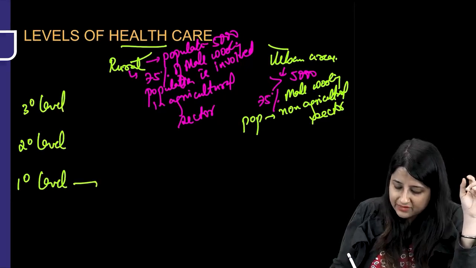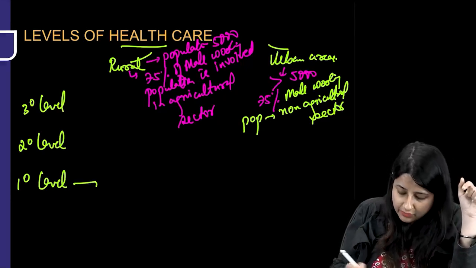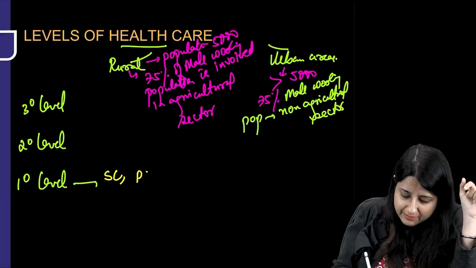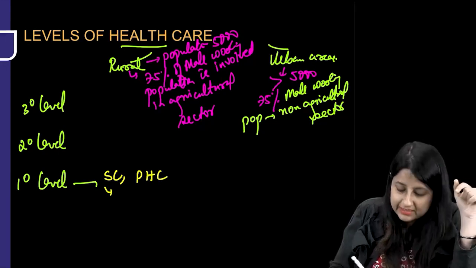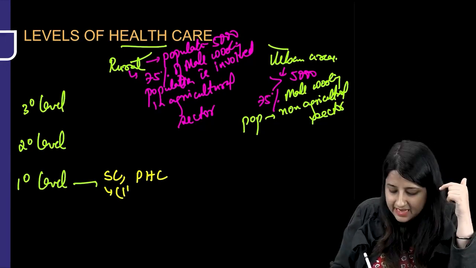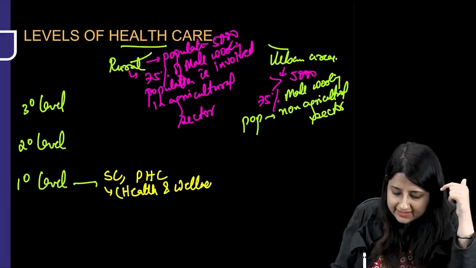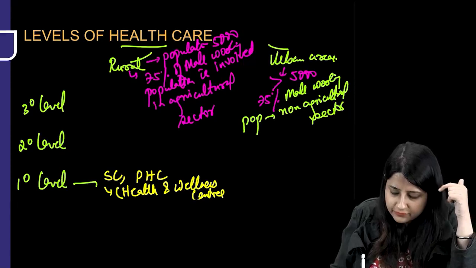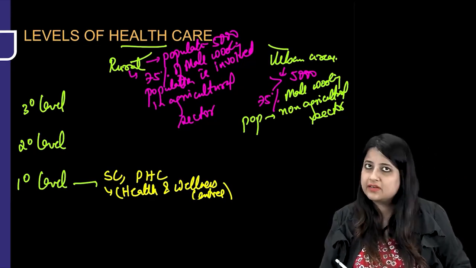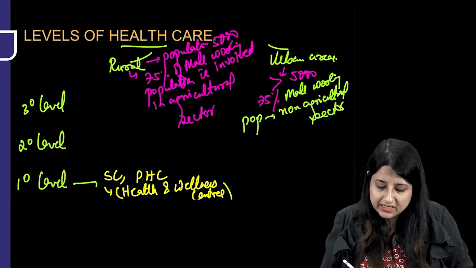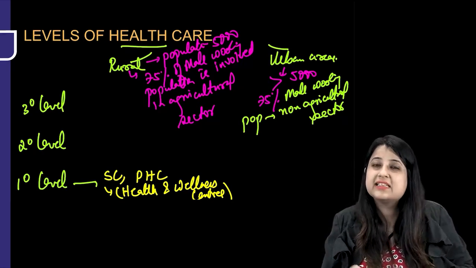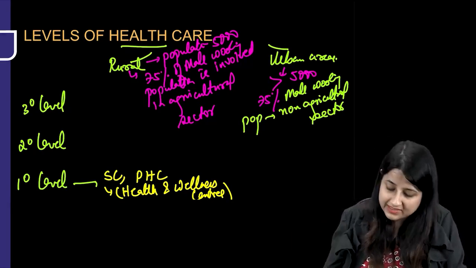At the primary level, in rural areas, what do we have now? We have sub-centers and primary health centers. Now, these sub-centers and PHCs under the Ayushman Bharat are being upgraded to what is known as health and wellness centers, which will provide a wider range of services. So at primary level in rural areas, sub-center and PHCs are now being upgraded to health and wellness centers.